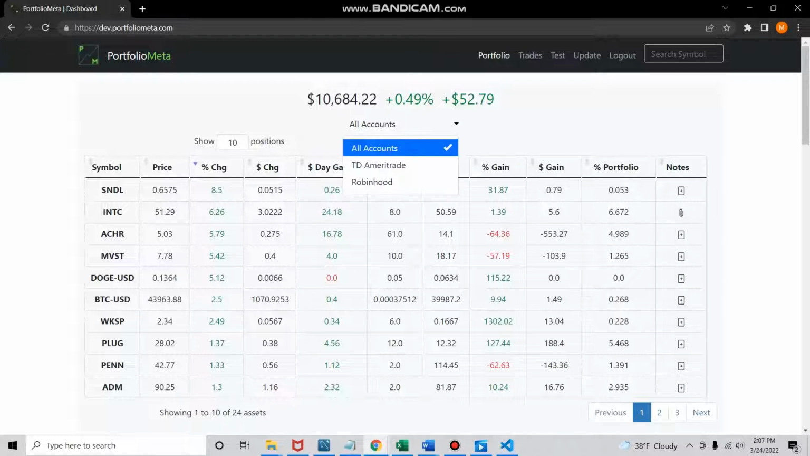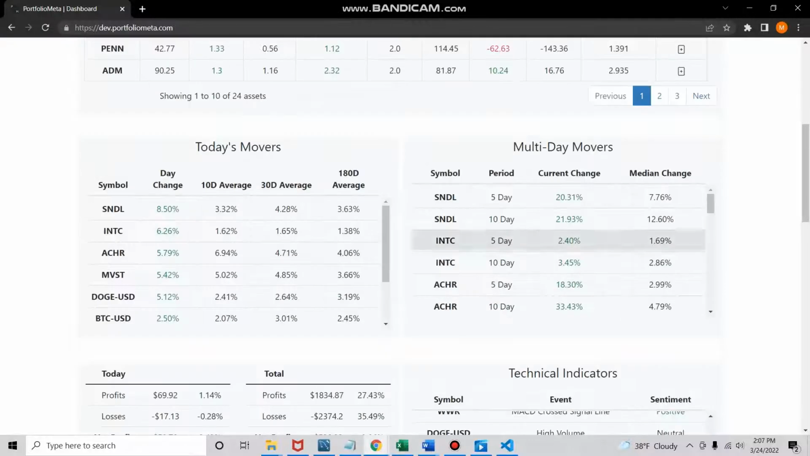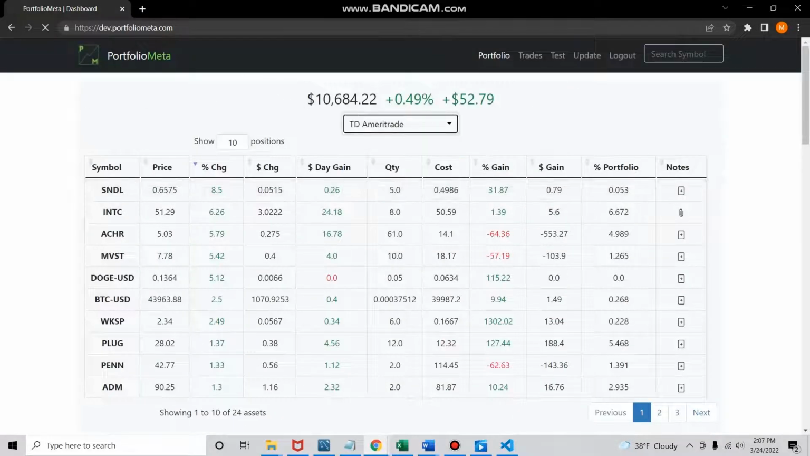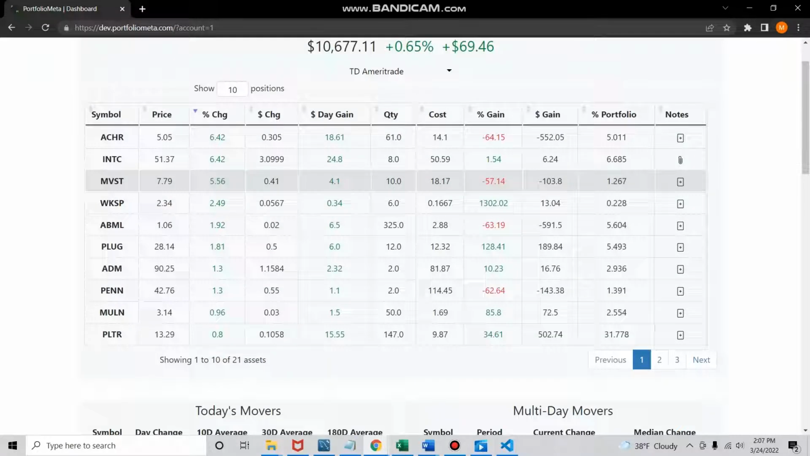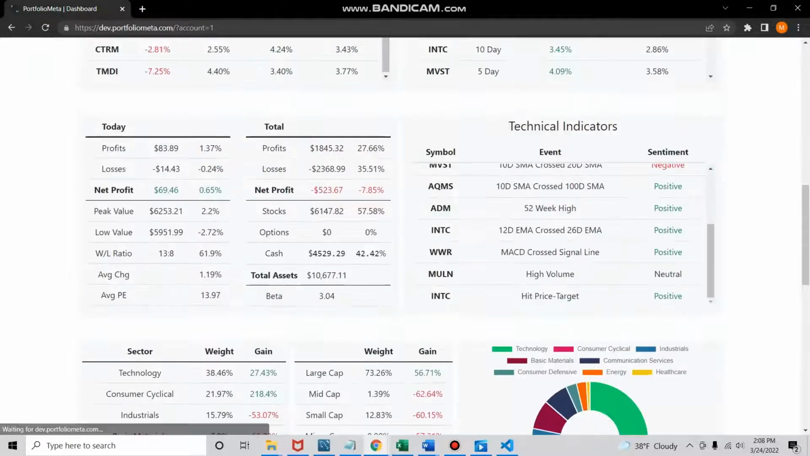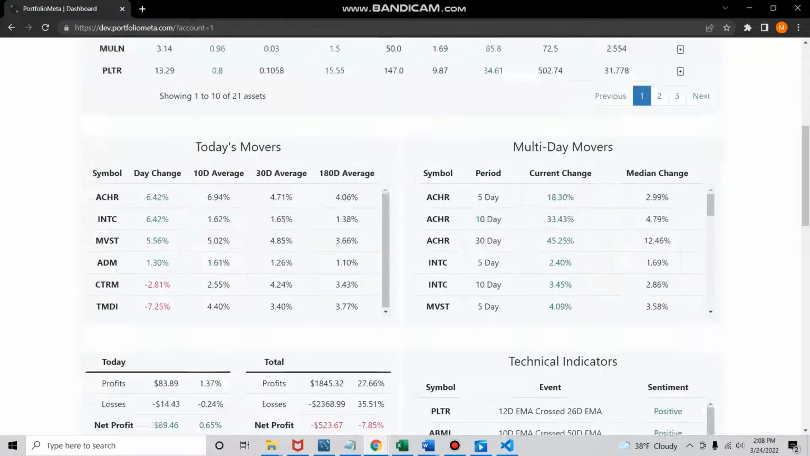And as you see right now, it's showing all of your accounts in one page. But you can also go to specific ones. So, for example, if you have a TD Ameritrade or Robinhood or a retirement 401k or IRA, you can connect each one of those to PortfolioMeta and see them all together or see them one at a time. So, for example, I'll go to my TD Ameritrade, and now it's just showing my TD Ameritrade holdings.